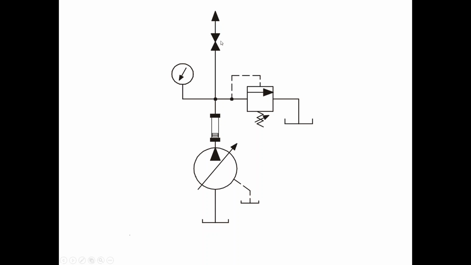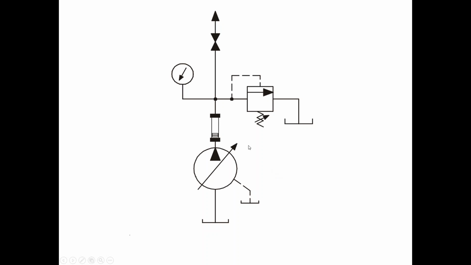Consequently, if we close this hand valve right here and turn the relief valve down very low, if we have a 30 gallon a minute pump, it's going to deliver 30 gallons a minute. Okay? If we increase this pressure though, and the pump is badly worn, it's going to lose flow. Okay.